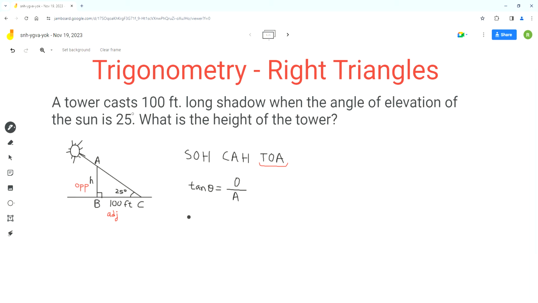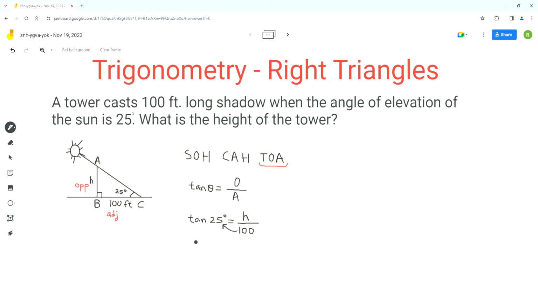Now we can sub in the values for the known angle and the known side length. So tan of 25 degrees equals, the opposite side is H and the adjacent side length is 100. So this is the equation we have to solve to find the value of H. Now here the unit of 100 is feet, so that's why the unit of H when we solve it will also be feet. So now we can isolate H by cross multiplying 100.